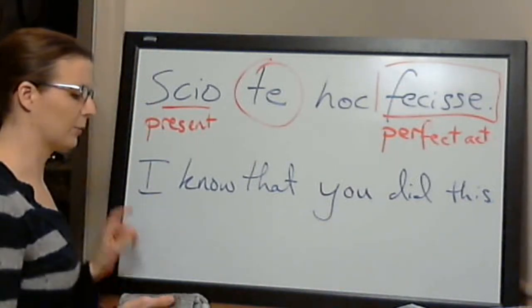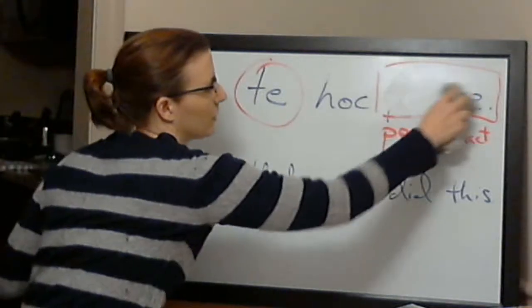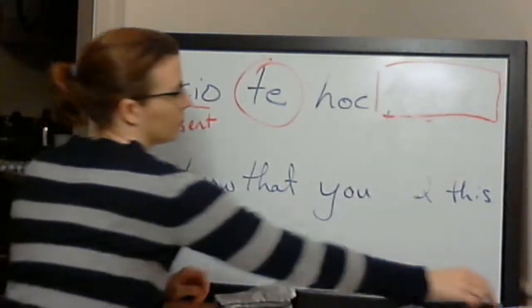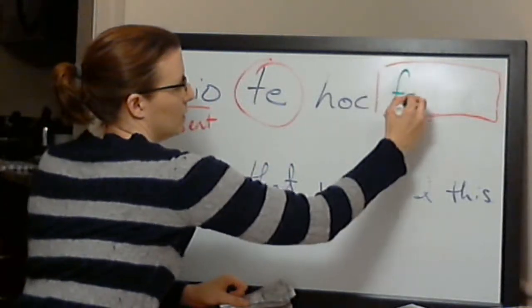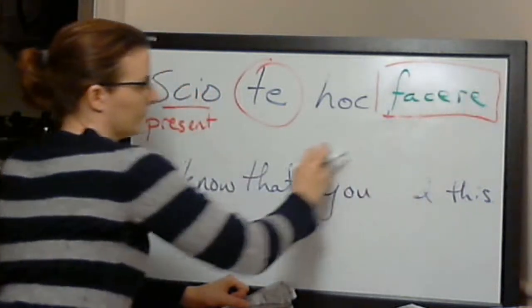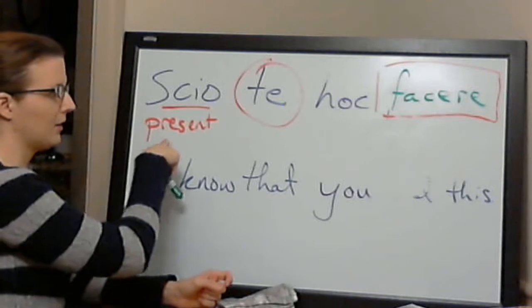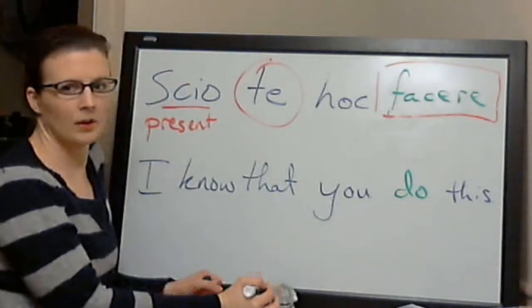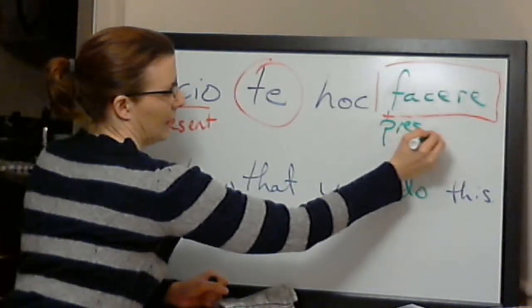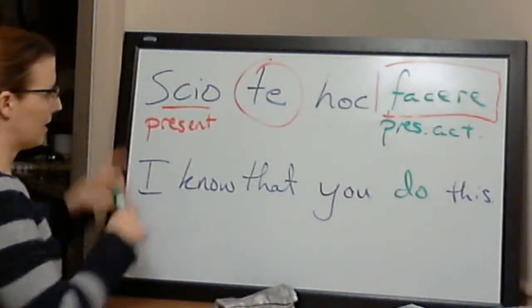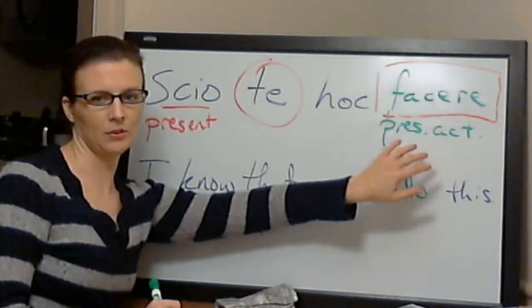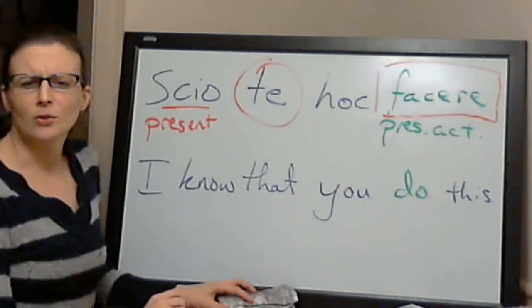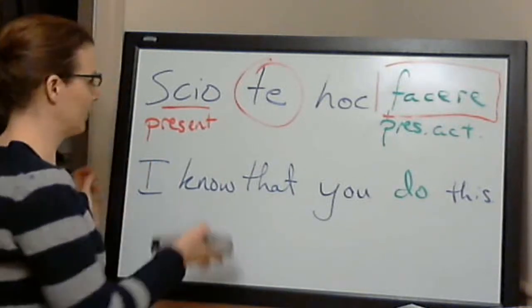So let's change this up just a little bit, and actually change just this one word. If we were to change that to facere, we would have, I know that you do this. And that's because facere is a present active infinitive. We have a present tense main verb, so the present tense infinitive gets to stay as the present tense. I know that you do this. You know, that you study, that you reread your lines each night, that you practice your forms.